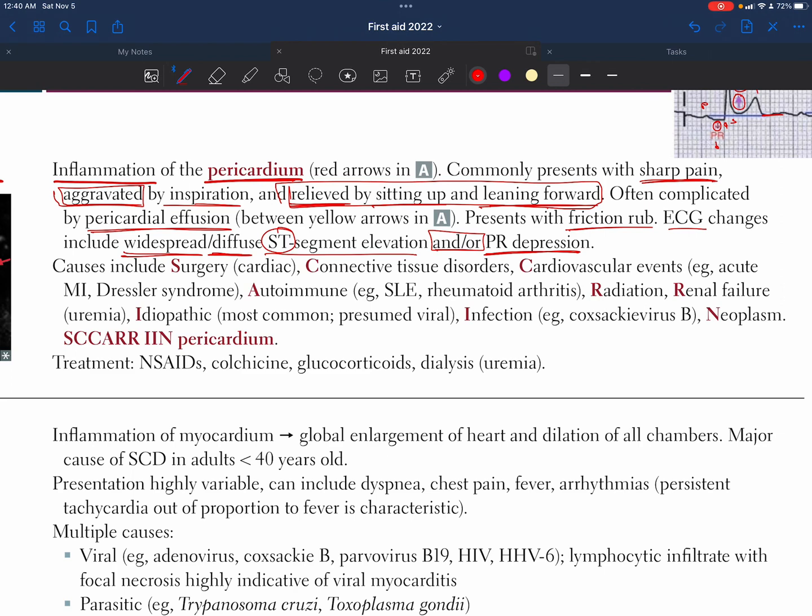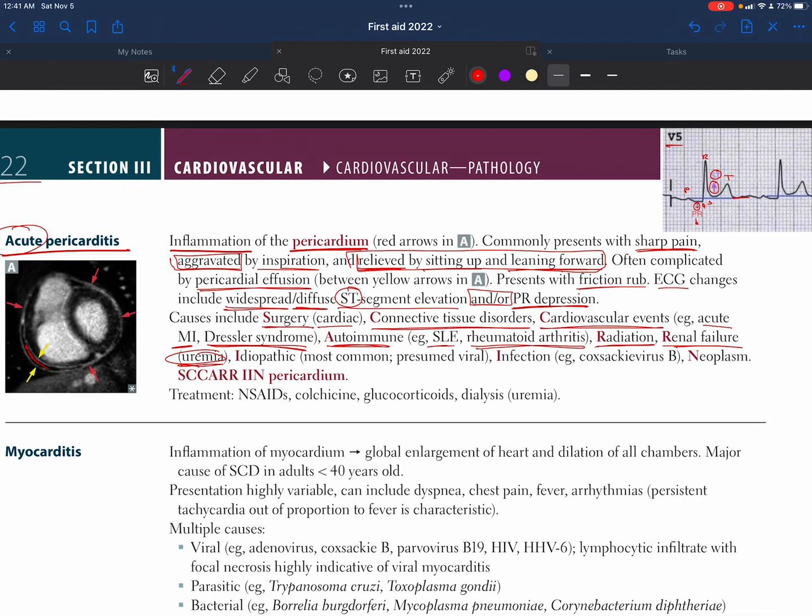They look different. So the causes include surgery, like cardiac surgery, or connective tissue disorders, or cardiovascular events like acute myocardial infarction or Dressler syndrome. That is the immune system attacking the heart itself, or autoimmune, like SLE, systemic lupus erythematosus, or rheumatoid arthritis. Also, we can see it in radiation, renal failure, and that is uremia. So, if we find uremia in a patient who has acute pericarditis, then we suspect that this patient has developed renal failure. Also, it could be idiopathic.